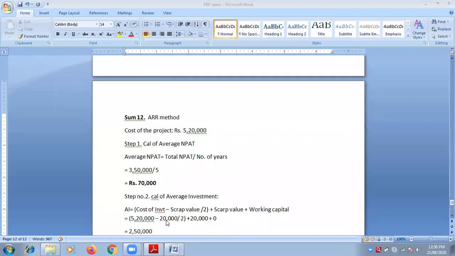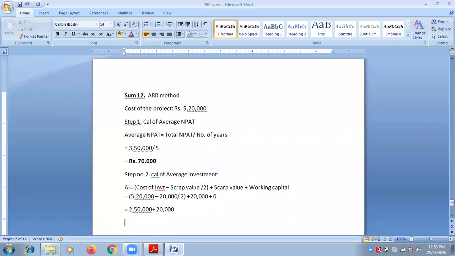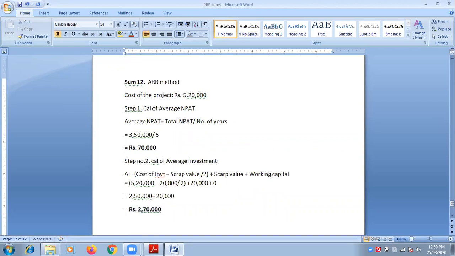And now the bracket is opened. Nobody will keep a bracket now, because now it has been solved. So again plus 20,000. Plus 0 means no need to write that. So my final answer would be 2 lakhs 70,000. Very good. 2 lakhs 70,000 is my final answer. Okay. Step number 2, my final answer is 2 lakh 70,000.